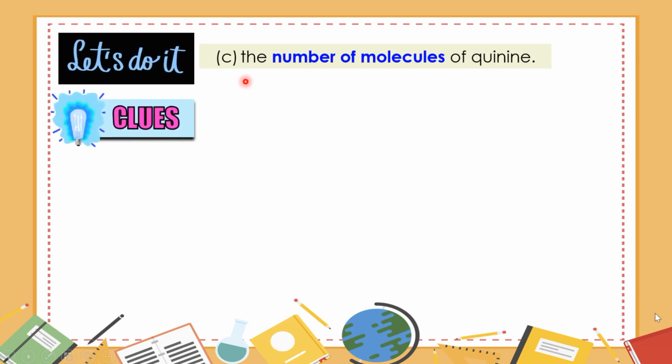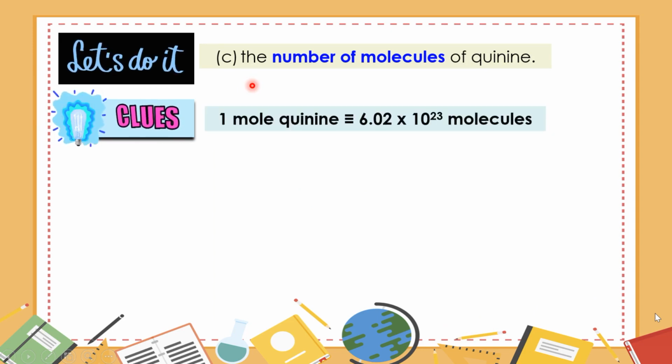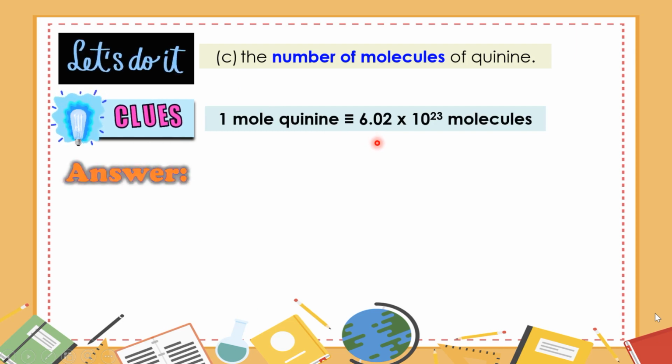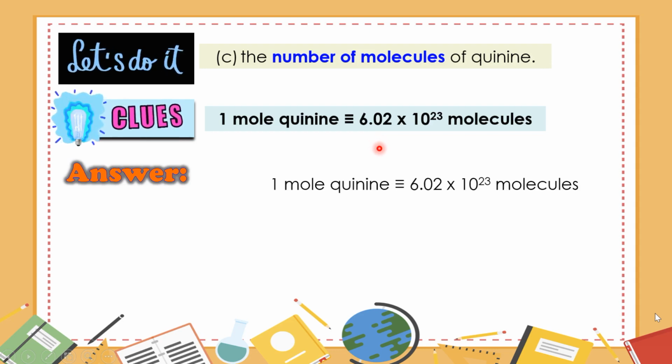For question C, calculate the number of molecules of quinine. As we already know, 1 mole is referred to 6.02 times 10 power of 23 molecules. For this type of question, you have to solve it by using the stoichiometric method. So you can write like this: 1 mole quinine is equivalent to 6.02 times 10 power of 23 molecules. The symbol that you have to use here is equivalent to.